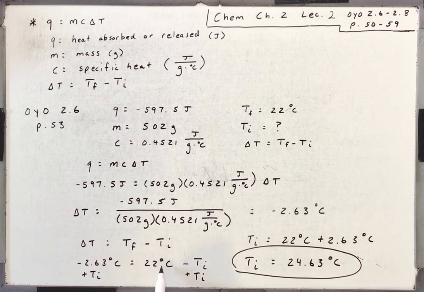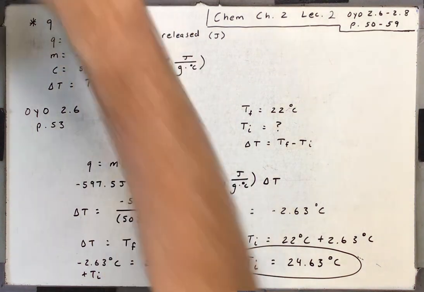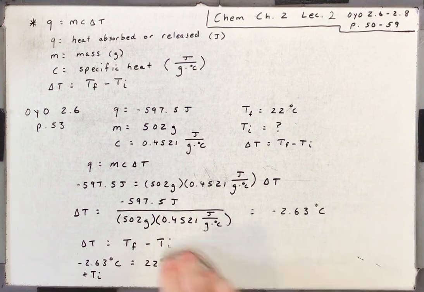So we added T initial to both sides, and then we added 2.63 to both sides. But I like to think of it as I want to change the sign to a positive T sub I, so I pull it to the other side of the equals. That makes it positive. And then I add 2.63 degrees Celsius. And then you can always check. Just plug your numbers back in and see if you get what you're supposed to get. So 22 minus 24.63 gives you negative 2.63. So you can always check your answer on these.